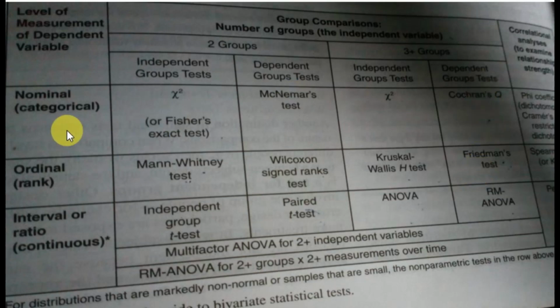Coming to the nominal level of measurement, in case of two groups, chi-square will be used for independent groups, McNemar's test will be used for dependent groups. In case of more than three groups, chi-square will be used for independent groups, Cochran's Q test will be used for dependent groups.